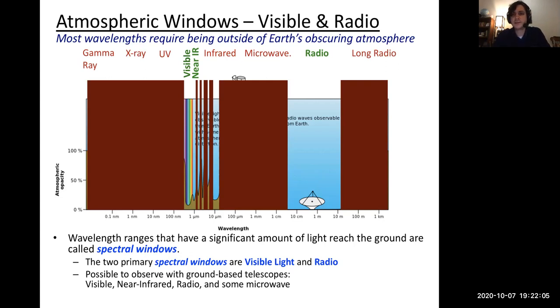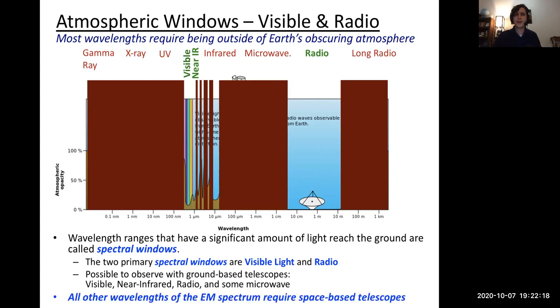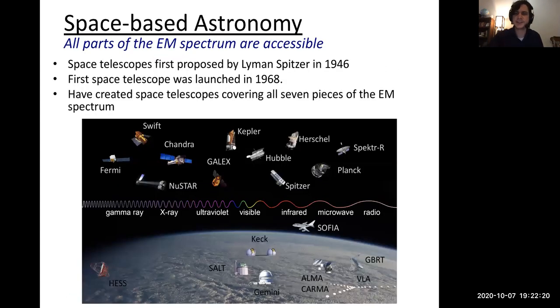So this leaves us with the rest of the electromagnetic spectrum. If we actually want to see what the universe looks like in X-ray light, in infrared light, or in microwave light, we have to send telescopes to outer space.